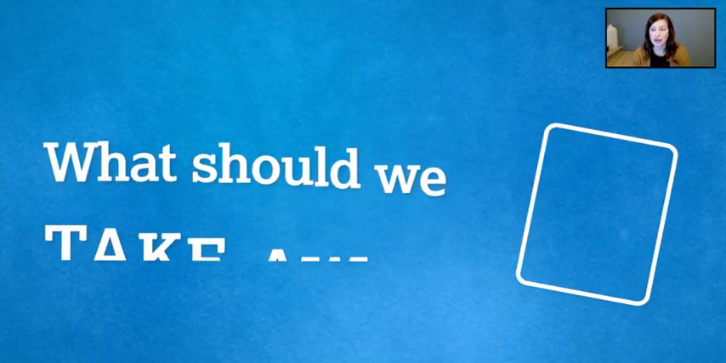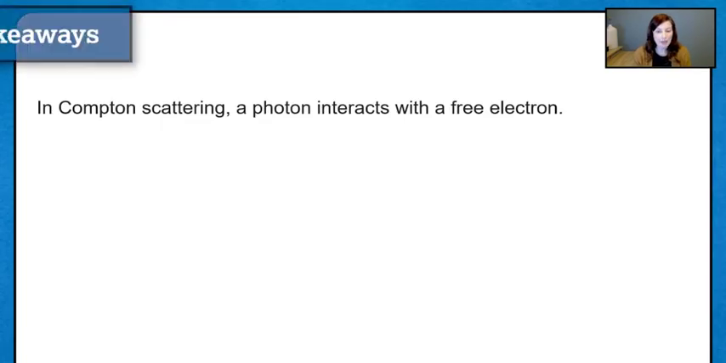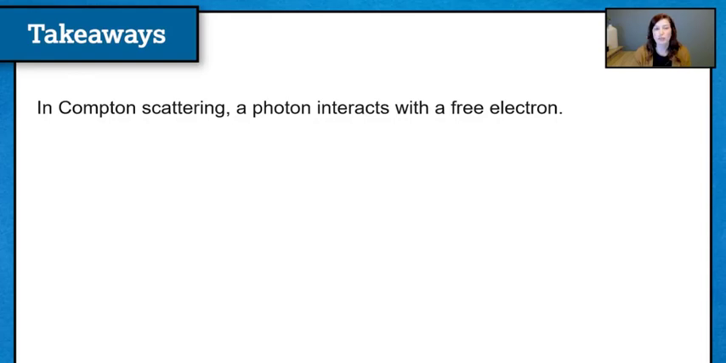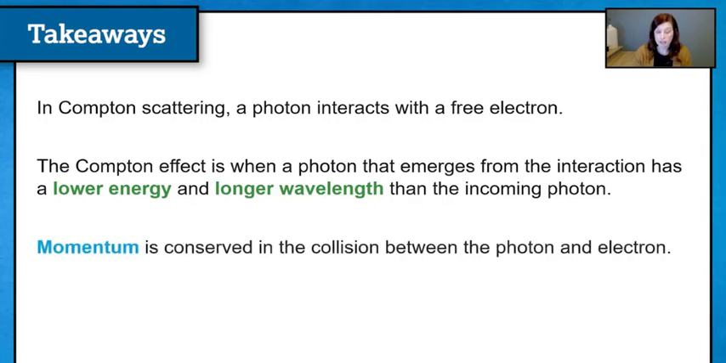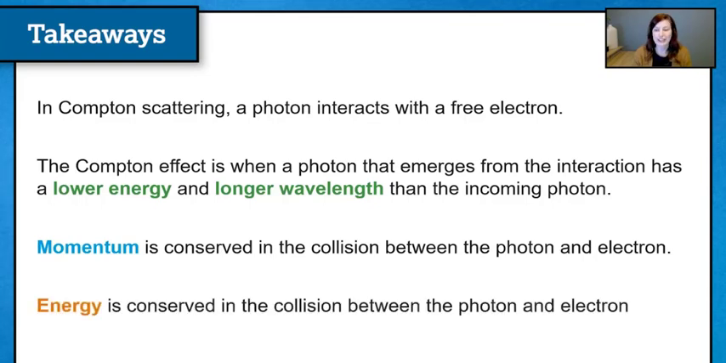So what should we take away from this video? In Compton scattering, a photon interacts with a free electron. The Compton effect is when a photon that emerges from that interaction has a lower energy and therefore longer wavelength than the incoming photon. Momentum is conserved in the collision between the photon and the electron because there's no external forces acting on the system. And lastly, energy is conserved in the collision because it is an elastic collision.